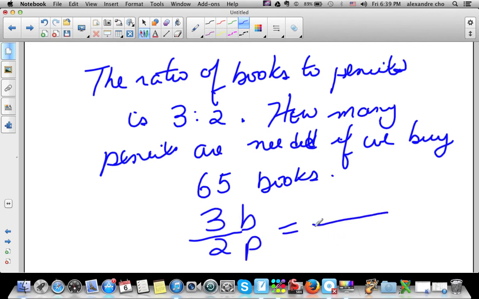Our number of books is going to increase from 3 to 65 books. Because it's a proportion, the growth is the same. So 3 books, 2 pencils, 3 books, 2 pencils. Every time we buy 3 books, we buy 2 pencils together. We keep doing that until we reach 65. So that growth has to be the same: 3 times a particular number is 65.